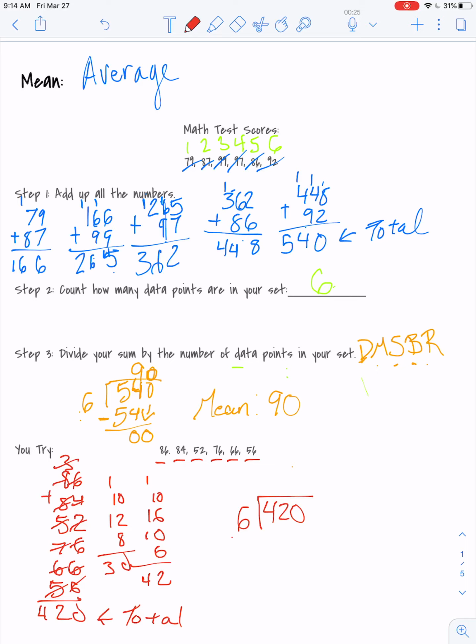So 6 goes into 42. Divide, 7 times. 7 times 6 is 42. Subtract. Bring down. 6 goes into 0, 0 times. 0 times 6 is 0. So our mean would be 70.